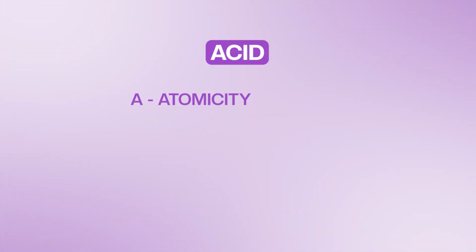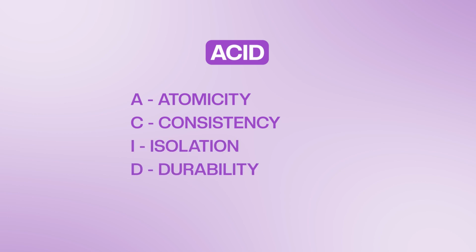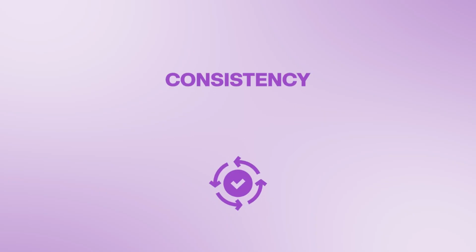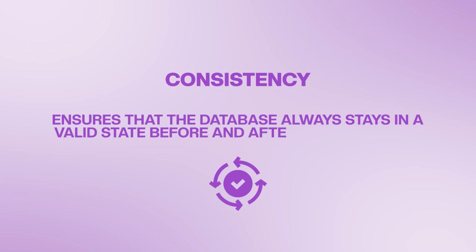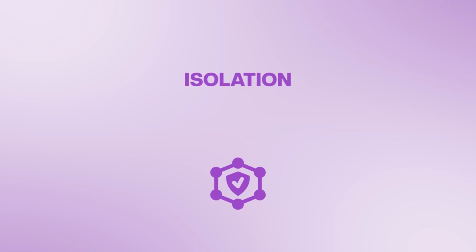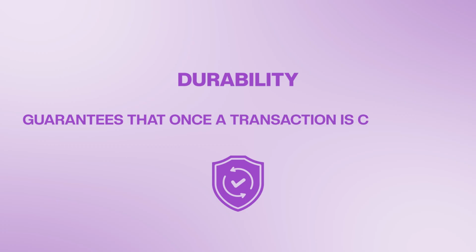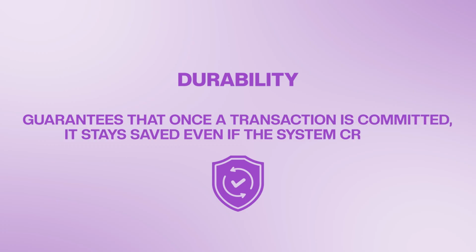ACID stands for atomicity, consistency, isolation, and durability, four key properties that ensure reliable transactions in databases. Atomicity means that a transaction either fully completes or doesn't happen at all. Consistency, which is a bit different from the consistency in CAP theorem here, ensures that the database always stays in a valid state before and after a transaction. Isolation prevents transactions from interfering with each other, and durability guarantees that once a transaction is committed, it stays saved even if the system crashes.